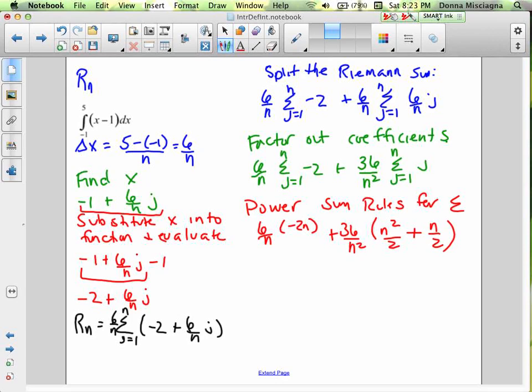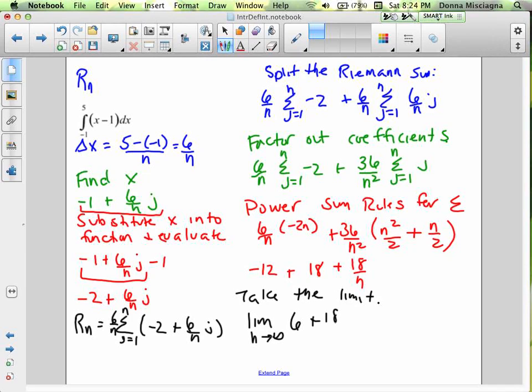We'll simplify this, so the n's will cancel. This is a negative 12 plus, the n squareds will cancel, this would be 18, and then plus 18 over n. And now we'll take the limit as n goes to infinity. Negative 12 plus 18 would be 6, plus 18 over n.